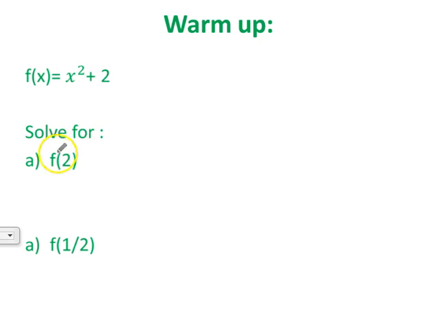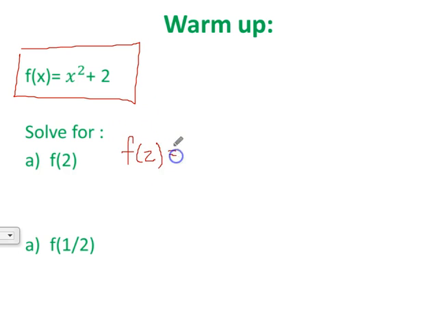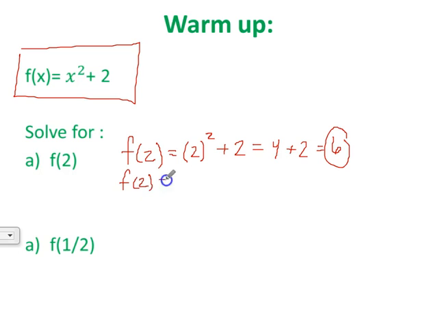All right, so when we see f of 2, that tells us that whenever we see an x in our function, we're going to plug in 2 for x. So for f of 2, our equation rule is x squared plus 2. Instead of saying x, I'm now going to plug in 2. 2 squared plus 2. I know that 2 squared is 4, and 4 plus 2 is 6. So the answer is that f of 2 is equal to 6. With an input of 2, we get an output of 6.